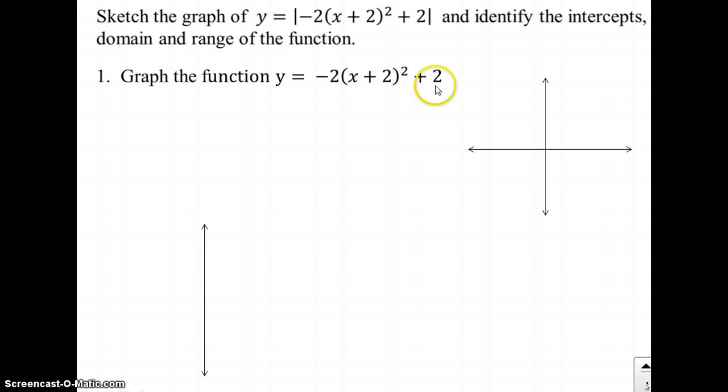So the vertex is at (-2, 2). It's going to open down, and it's going to be a vertical stretch by a factor of 2. I'm drawing a parabola opening down. Beautiful drawing, I know. So there's our vertex at (-2, 2).